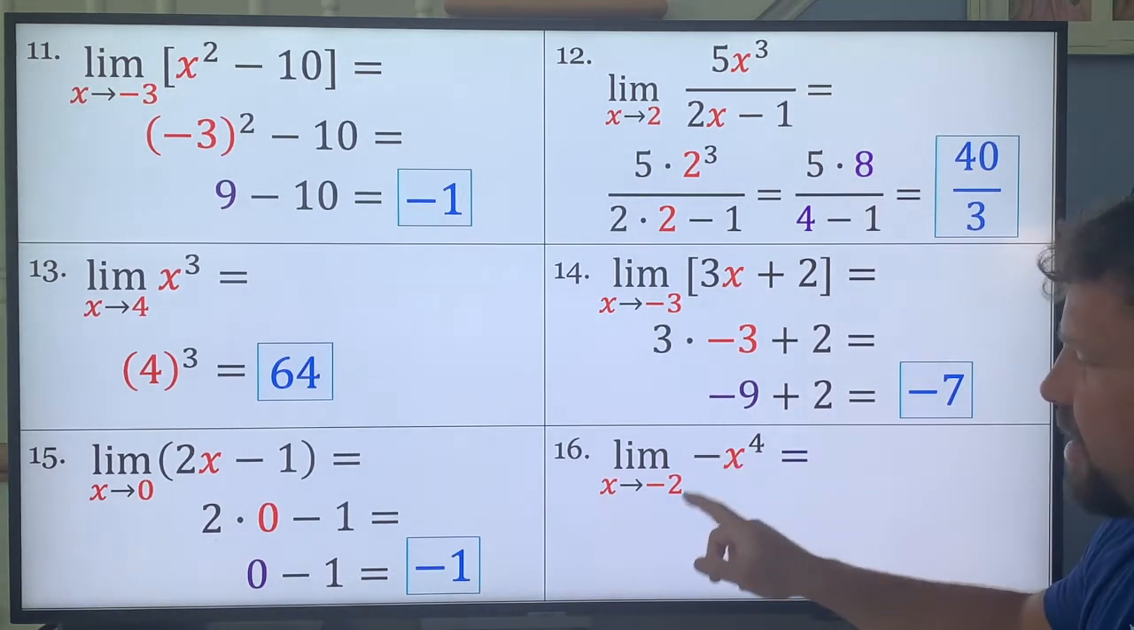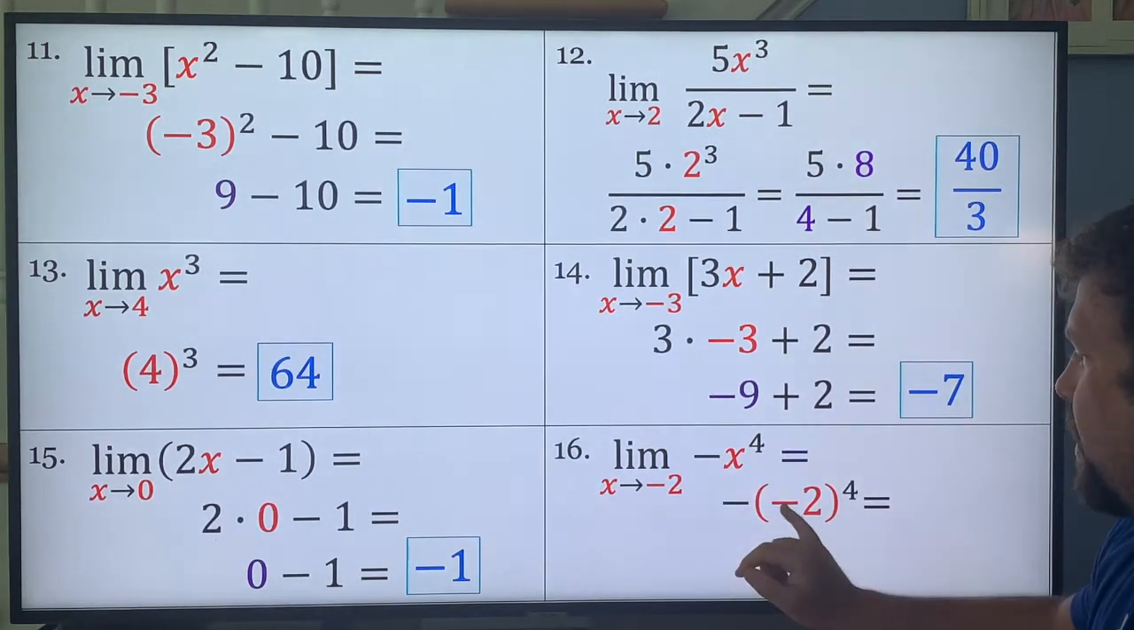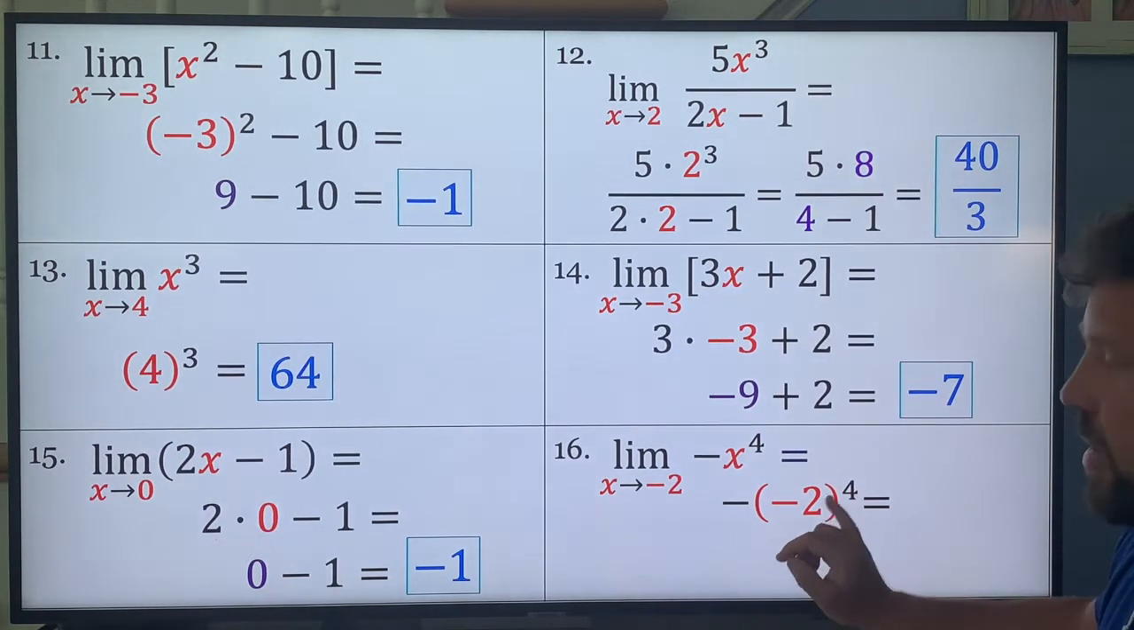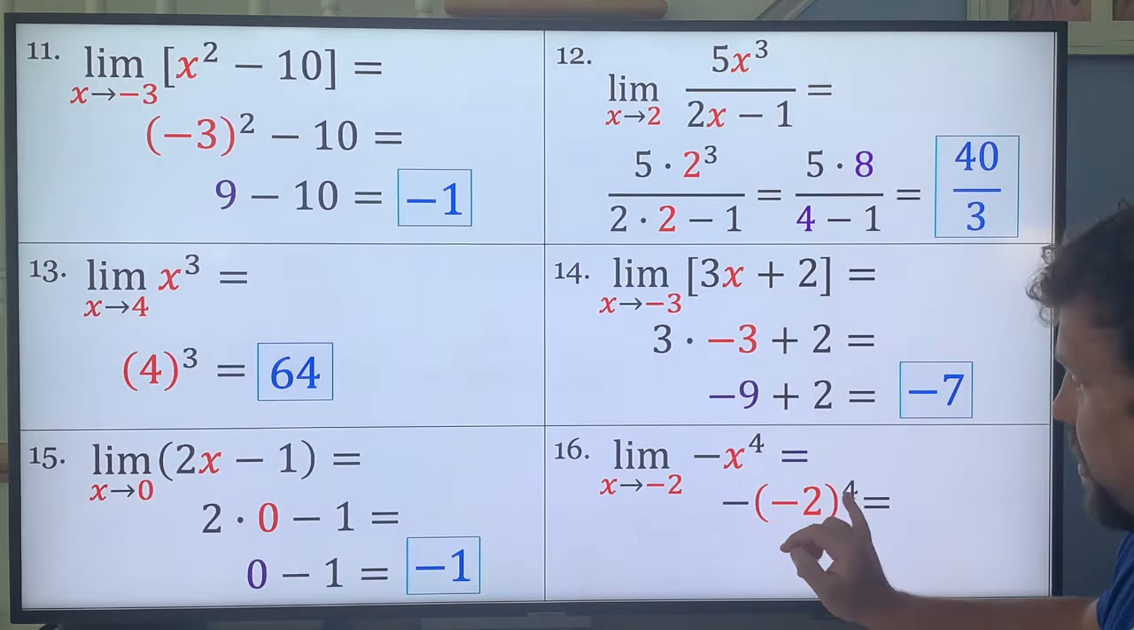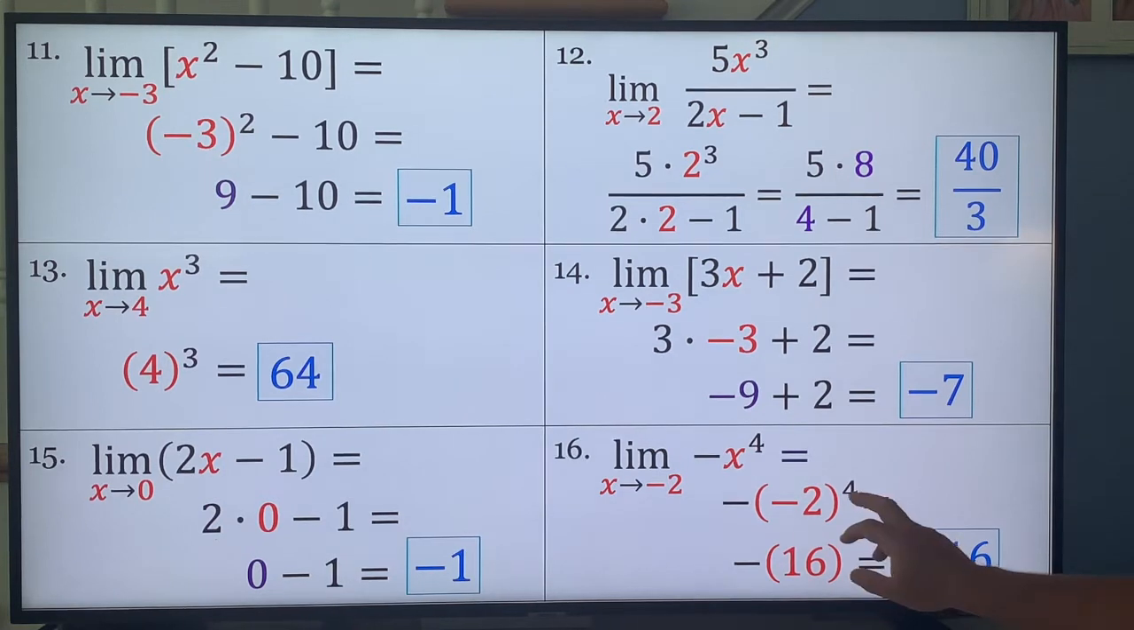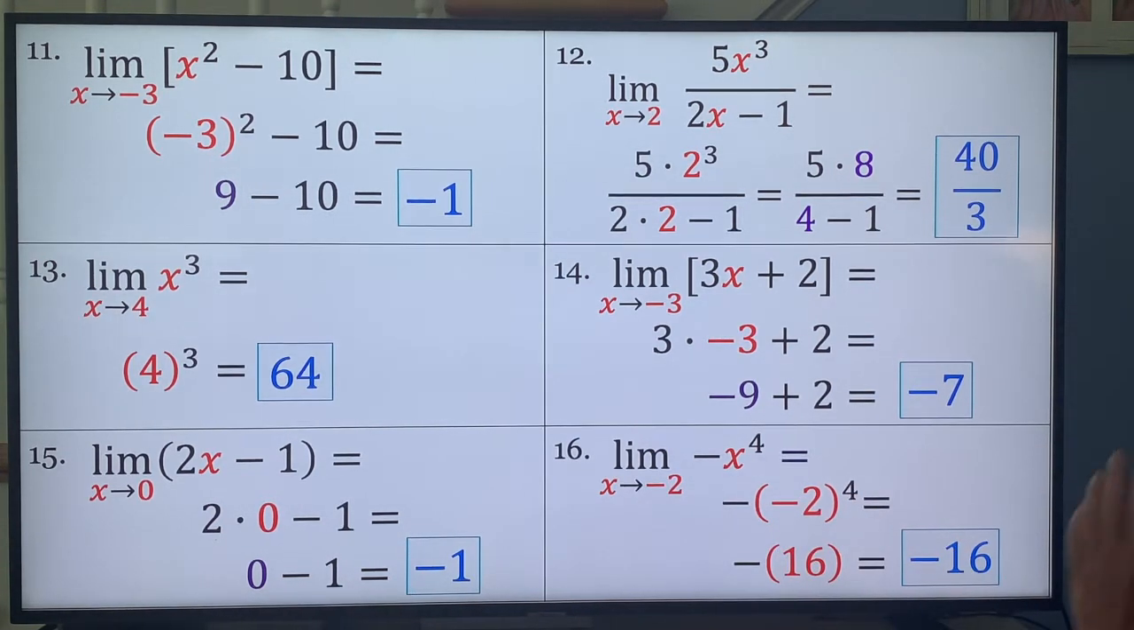Negative, this might have got you, negative 2 to the 4th power. Negative 2 squared is 4. 4 times 4 is 16, which is positive. And then you have the negative still up front, so your answer is negative 16. All right, because you have 4, 5 negatives, meaning your answer is going to be negative. All right?